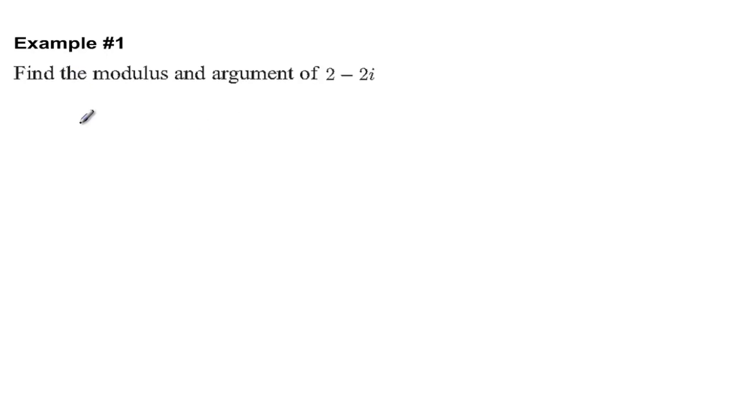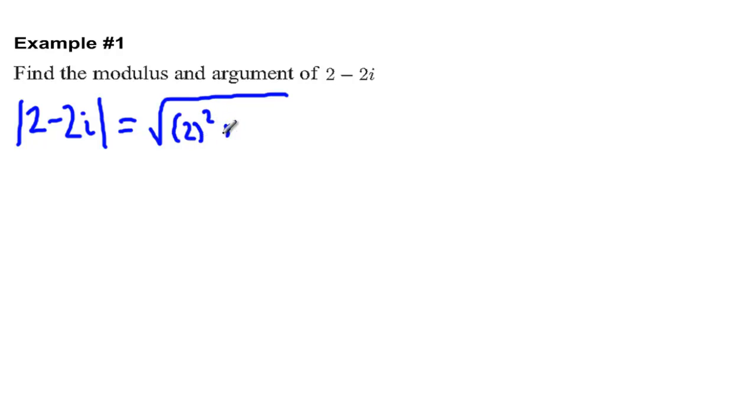This is our first of 5 different examples that we're going to be looking at. And this first one here says to find the modulus and argument of 2 minus 2i. So let's start off with the modulus. So the modulus of 2 minus 2i is going to be, if you remember, like the magnitude of a vector. So our vector is (2, negative 2). So it's going to be the square root of 2 squared plus negative 2 squared.